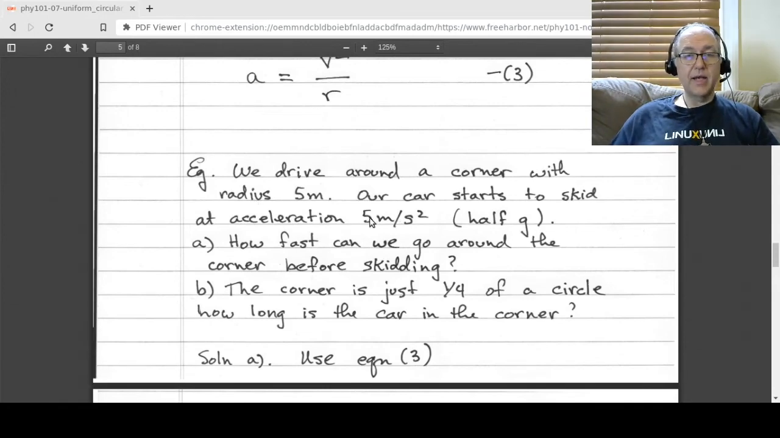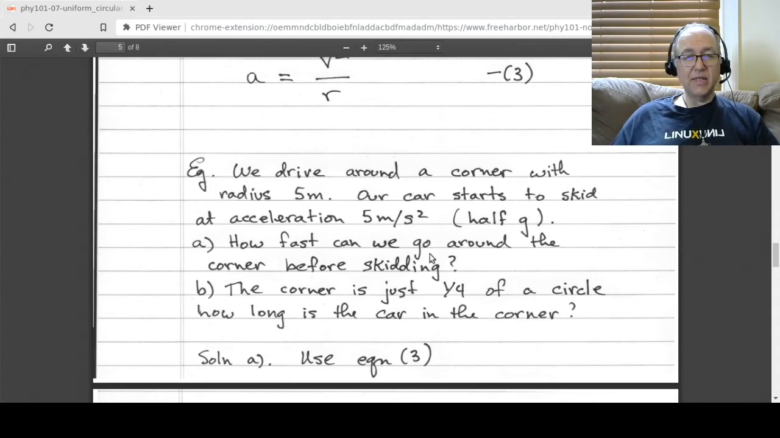So our car starts to skid at an acceleration of 5 meters per second squared, which means you don't want to be turning that corner too fast, because if you're going too fast, your acceleration turns out to be bigger than 5 meters per second squared. Your back end is going to start to skid out. That's the idea behind this problem. So again, the corner has a radius of 5 meters, and the maximum acceleration the car can handle is 5 meters per second squared.